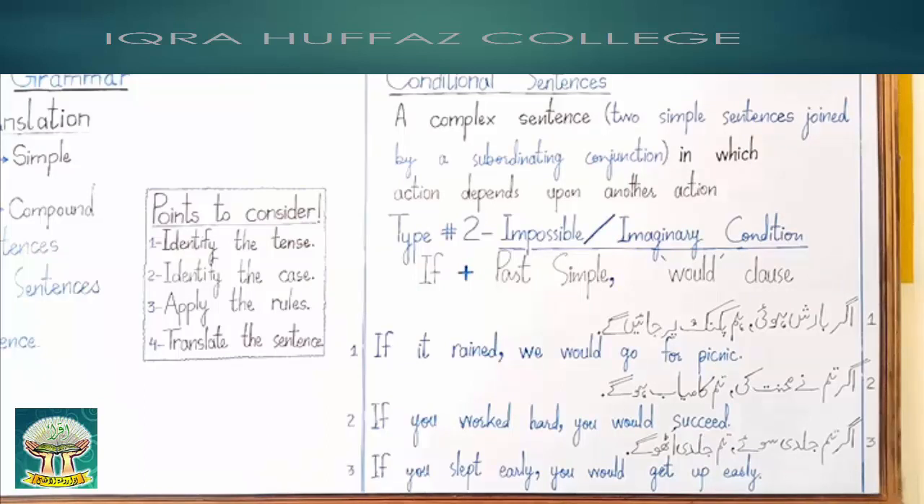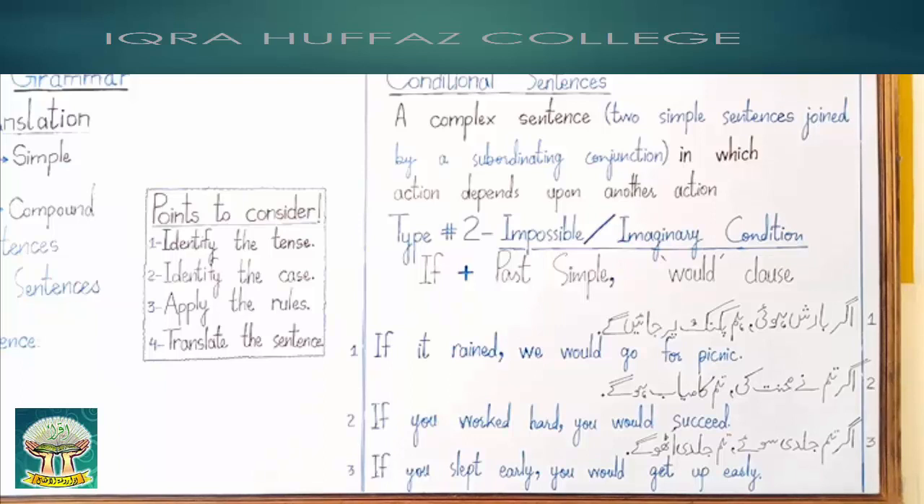I hope you have understood how to identify an Urdu sentence whether it belongs to type 1 or type 2. दोबारा बता देता हूँ एक दफ़ा. अगर का जुमला अगर फ्यूचर का होगा तो टाइप 1, अगर का जुमला अगर पास्ट का होगा तो टाइप 2. अगर बारिश हुई टाइप 2, अगर बारिश होगी टाइप 1, अगर तुमने मेहनत की टाइप 2, अगर तुम मेहनत करोगे टाइप 1, अगर तुम जल्दी सोए टाइप 2, अगर तुम जल्दी सोगे टाइप 1.